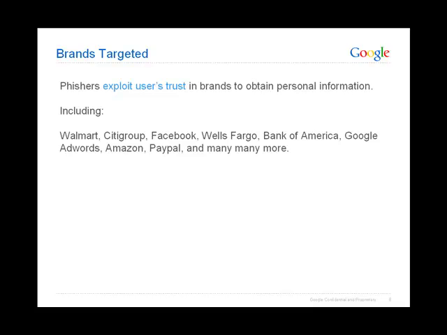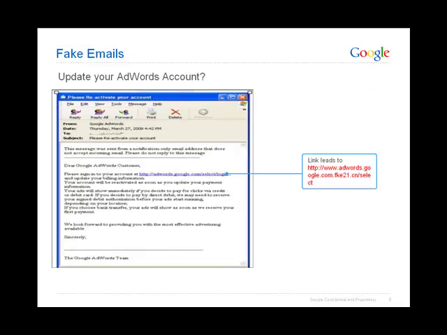As mentioned, phishers have different techniques to trick a consumer. One way is to send a spoof email, an email that makes the consumer believe that it is coming from a certain brand or person. This is an example of a phishing or spoofing email. It is asking the advertiser to update their AdWords account. The email reads, "Dear Google AdWords customer, please sign into your account at this link or by clicking on this link. Your account will be reactivated as soon as you update your payment information."